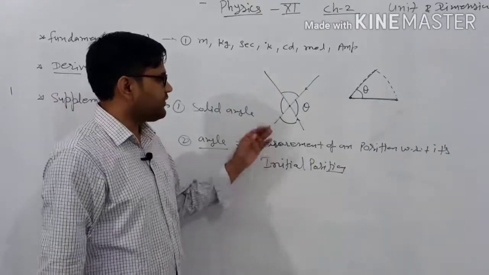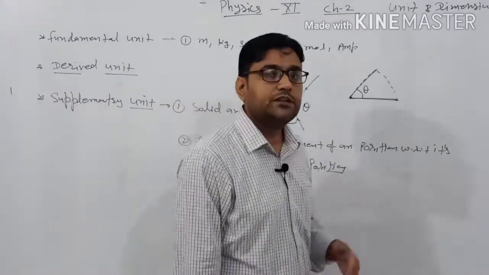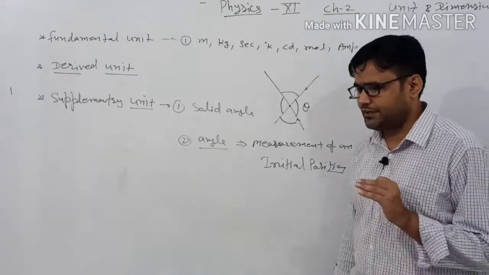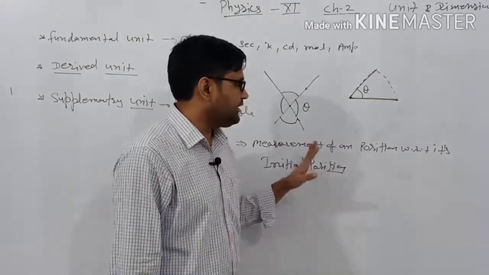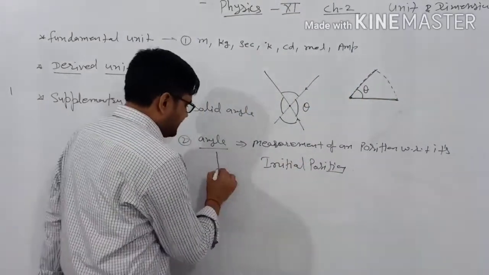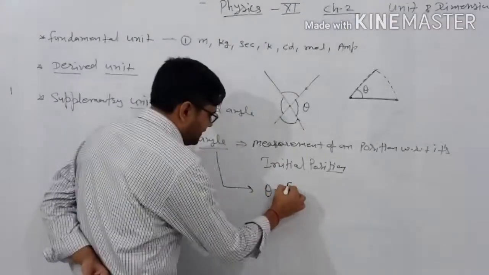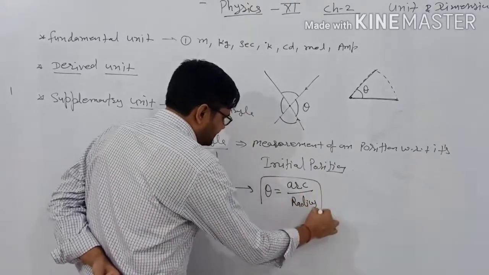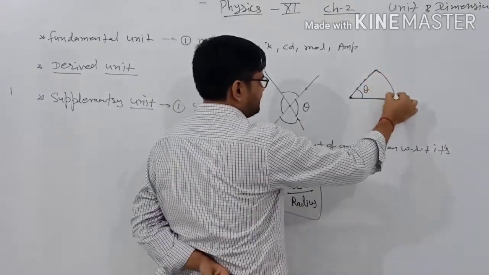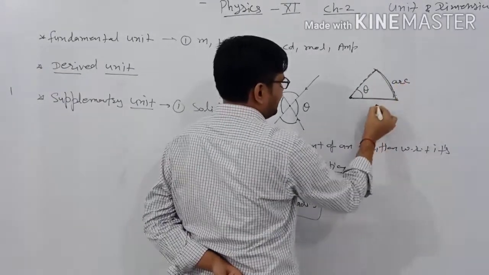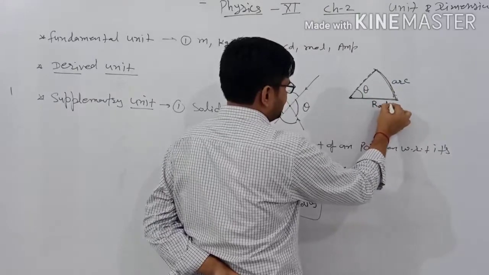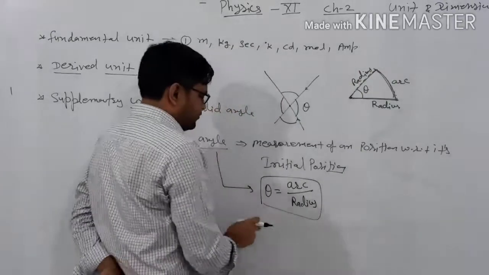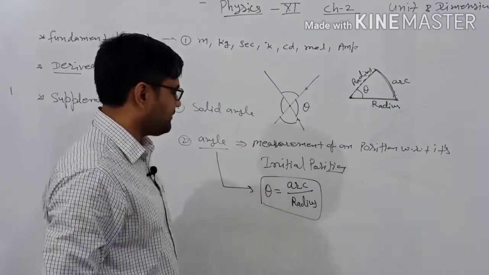In 10th class mathematics you also studied different kinds of formulations of angles, but here we are considering the basic definitions of the angle. In physics the further formulations are not important. We consider the angle theta, defined in terms of arc upon radius. Here this part is considered as the arc and this is considered as the radius. Clear? So the measurement is theta equal to arc upon radius.